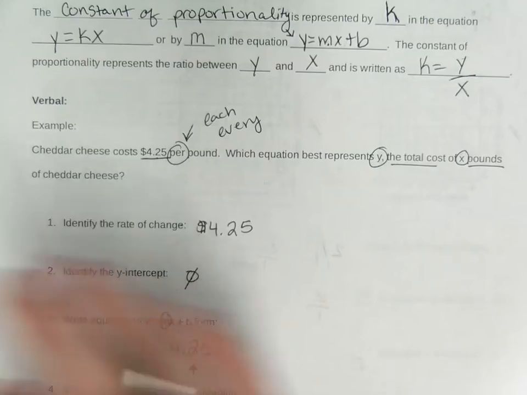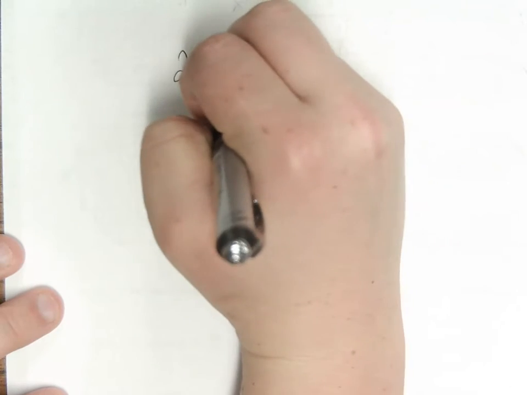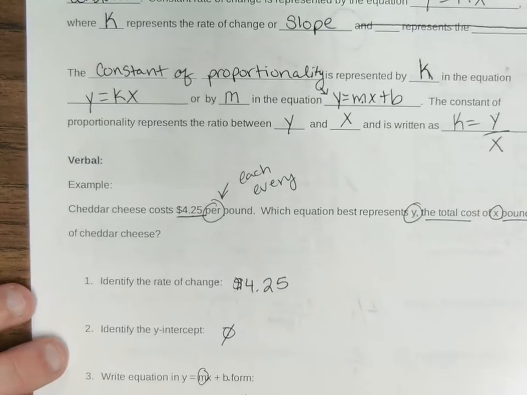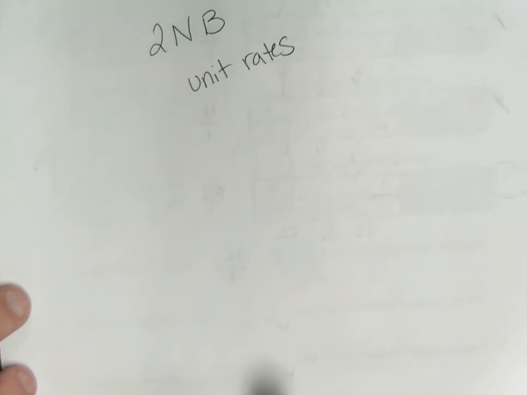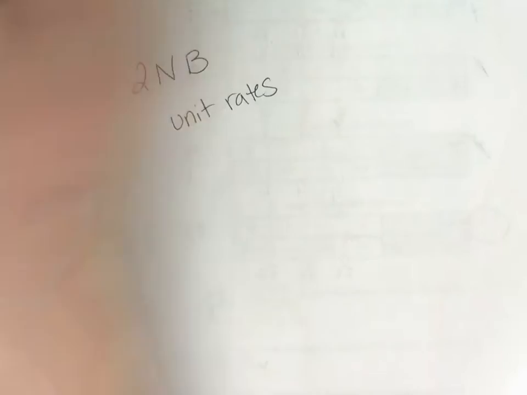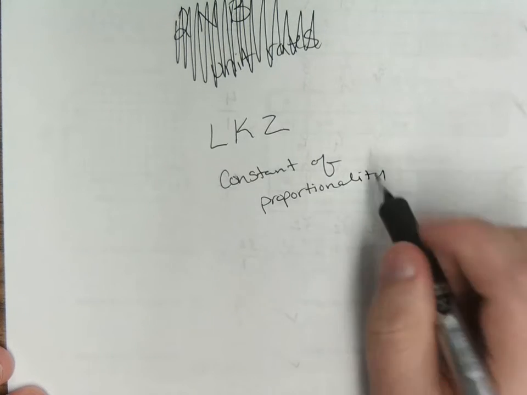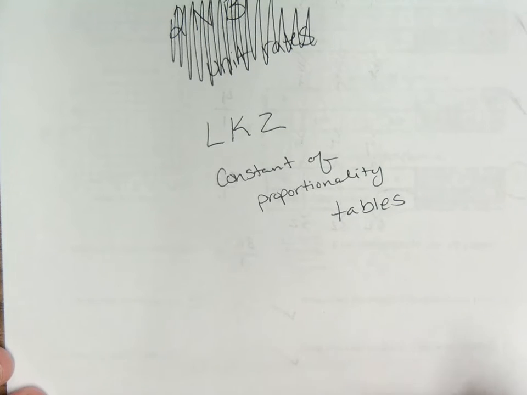Today is just the notes. I do have an IXL code for you to do today. 2NB. It's for unit rates. Okay, and a unit rate, I don't know why I didn't put it on here. Oh, we're doing unit rates next week. Hold on, let me get the correct one. Okay, guys, so the correct code we're going to do is LKZ. That's for constant proportionalities from tables.